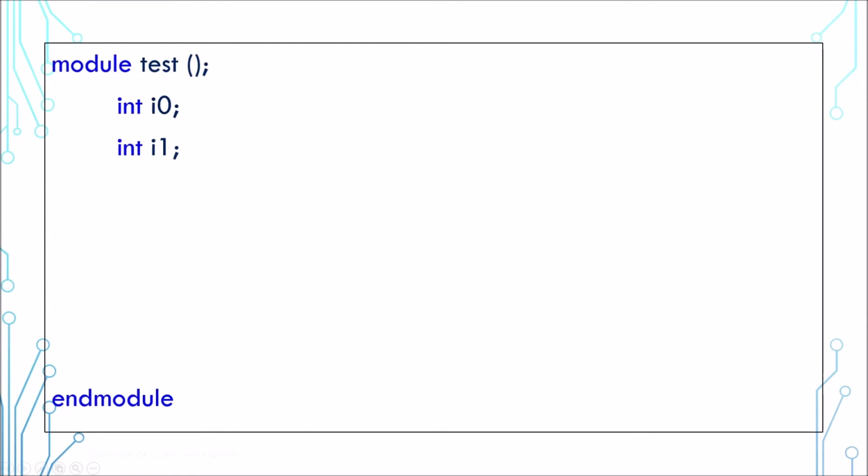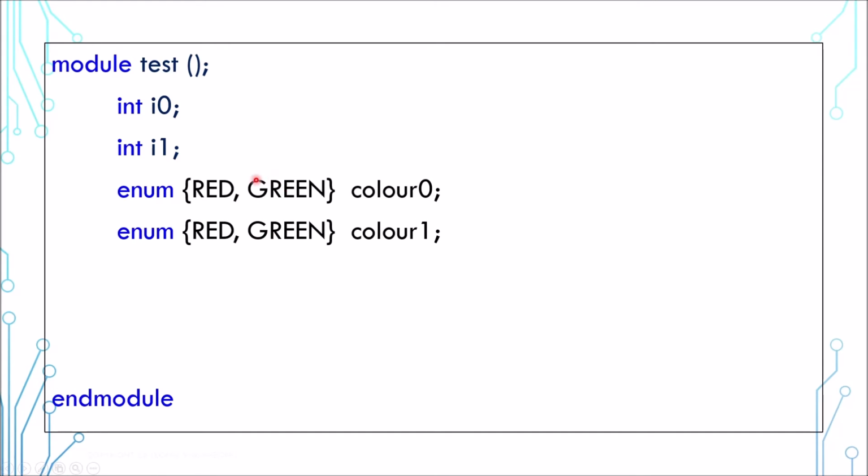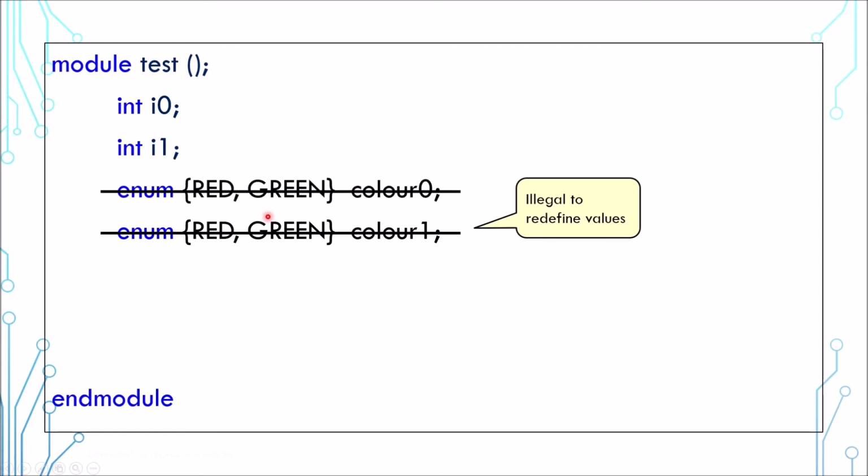Now let's take a look at its usage. This is one way of declaring variables. You may think you can do the same with enum, but you cannot. That's because the enum values are being redefined here and that is illegal. The way to overcome this is by using typedef.